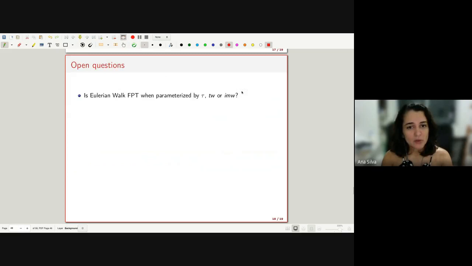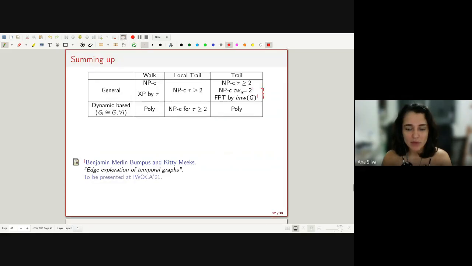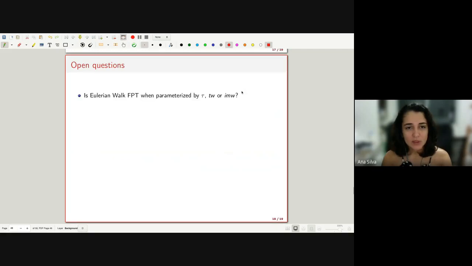Okay, so to finish, I just want to cite some open questions. Well, there are the obvious gaps left by this table. So for instance, is Eulerian walk FPT when parameterized by any of those mentioned parameters? Is local trail possible to parameterize by lifetime or interval membership width? Of course, by tau we know that it's parameterized complete.